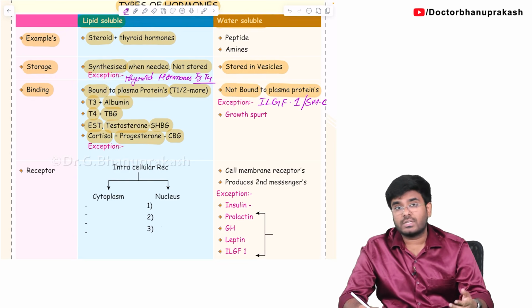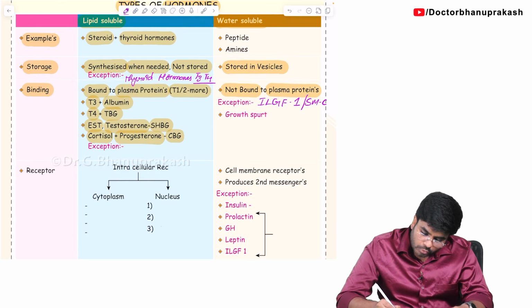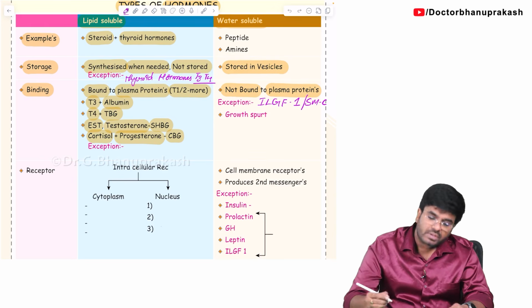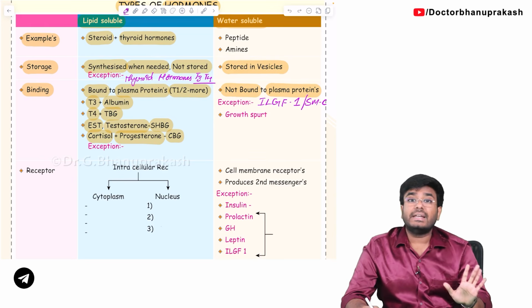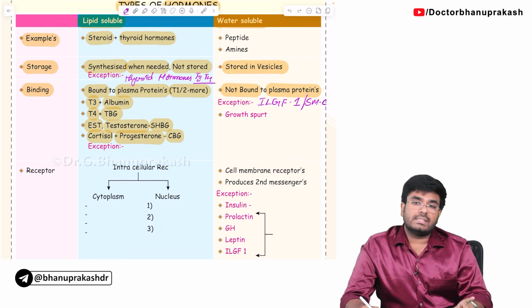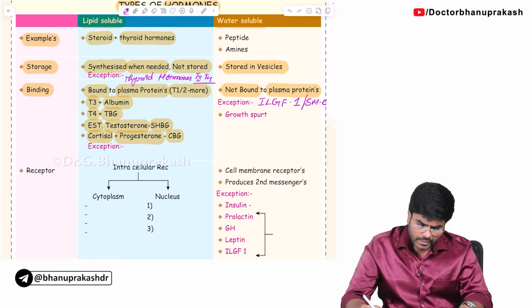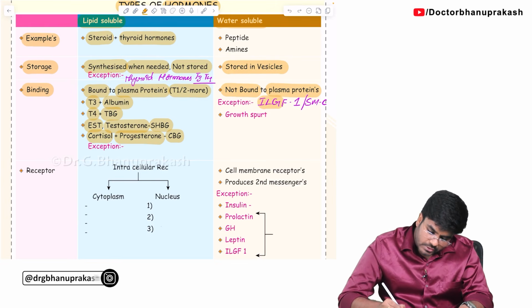Insulin-like growth factor 1, also called somatomedin C, is going to bind with plasma protein. Most of the time it is traveling with the plasma protein. It requires its plasma proteins for its transport. Okay. And one more important point about this insulin-like growth factor 1.